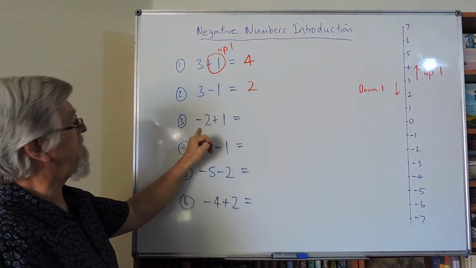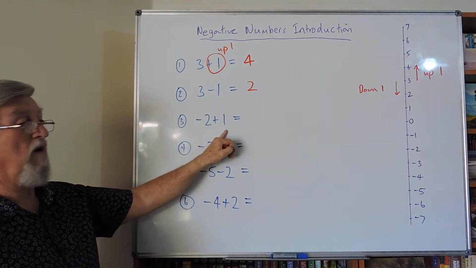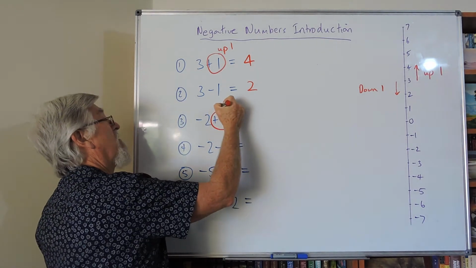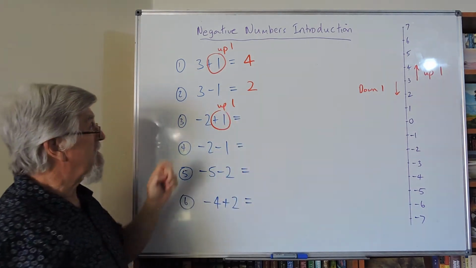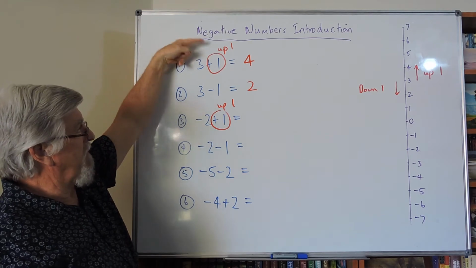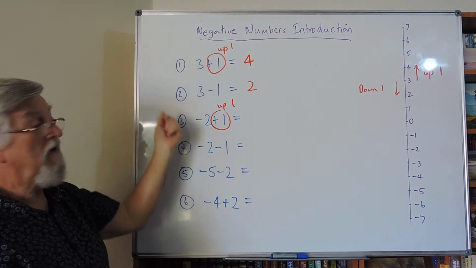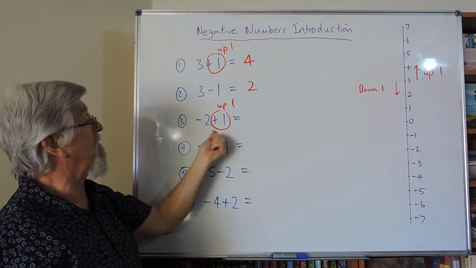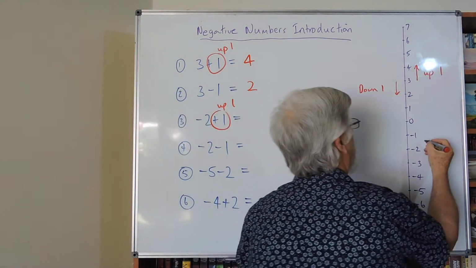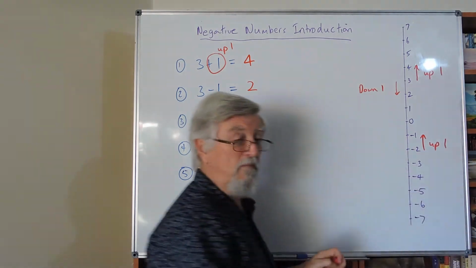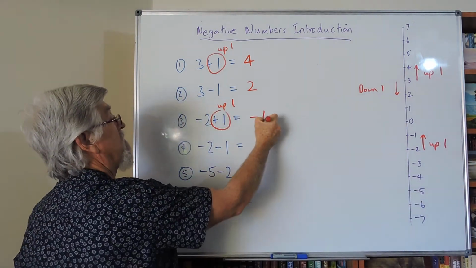So what happens though if we start at -2 plus 1? And here's where people have trouble. Plus 1 is still up 1. This one started at 3 and we went up 1. This one started at 3 and we went down 1. This one started at -2 and we go up 1. So I can go to -2 and I can go up 1. And where do we end up? We end up at -1.